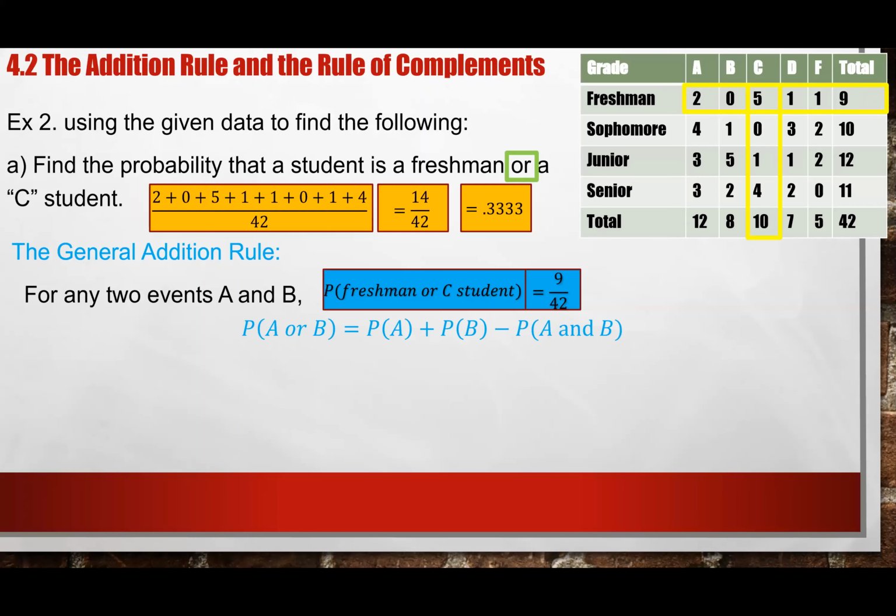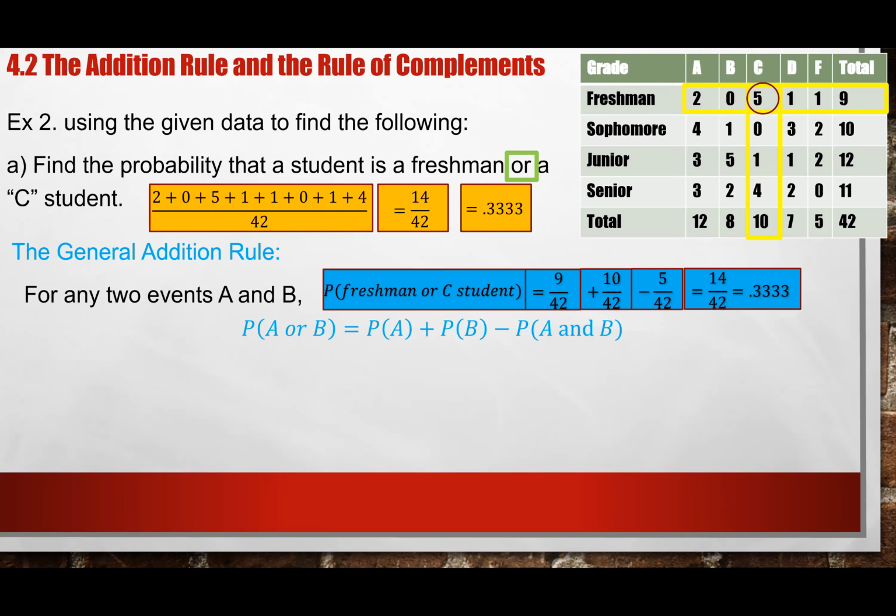Plus, what is the probability of a C student? Well, the probability of a C student is 10 out of 42. But because of the 5, like you just mentioned, we count it twice, right? I ask you how many freshmen, you say 9, and you count that 5 once. I ask you how many C students, you tell me 10, and you count that 5 another time. Because of the intersection we double count, so we have to subtract one of them away. That's what the formula tells you. If you add them up, 19 minus 5, you still have 14, and 14 divided by 42 is still 0.3333 regardless.